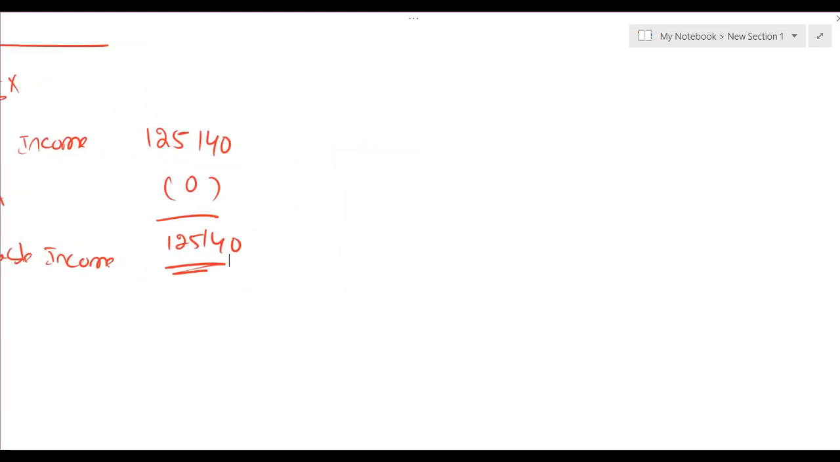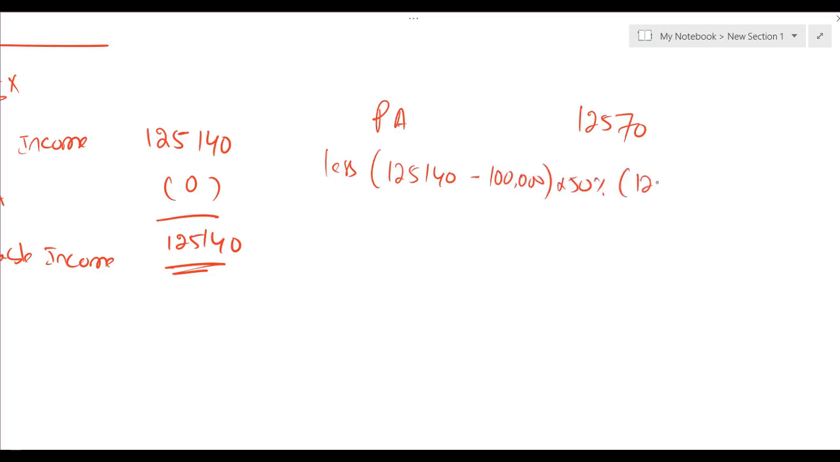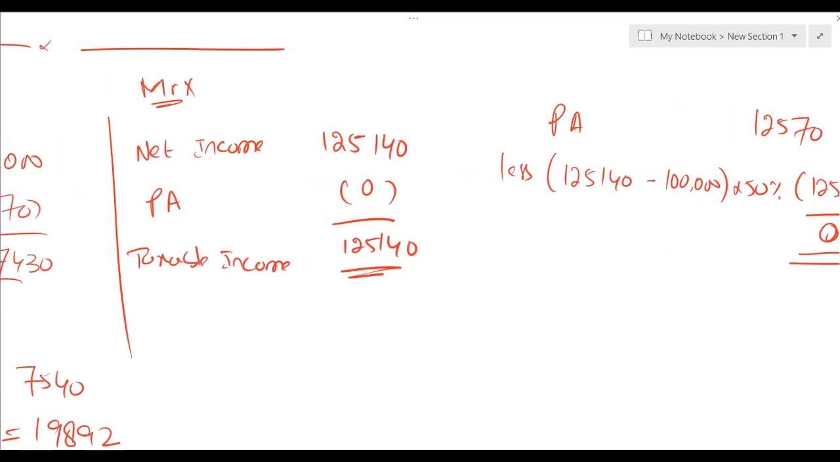Look at this. This individual is not contributing in PPC, so his net income is adjusted net income. So 125,140 minus 1 lakh into 50% is exactly 12,570. So he's not going to get any personal allowance.